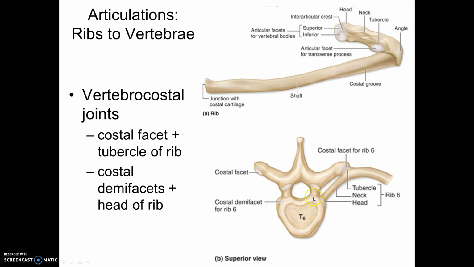Here's that, to illustrate the articulation. The head of the rib would articulate with the costal demifacets between two adjacent vertebrae in the thoracic region, and the tubercle of the rib articulates with the costal facet located on the transverse processes of thoracic vertebrae. So make sure you know what the articulating components are on the rib relative to the vertebra to form the vertebrocostal joints.